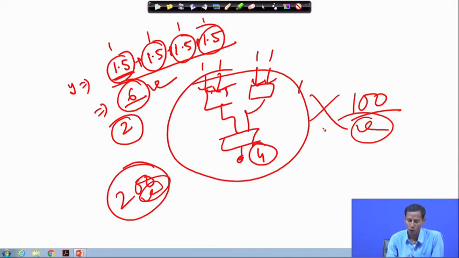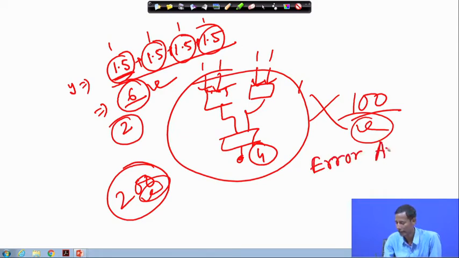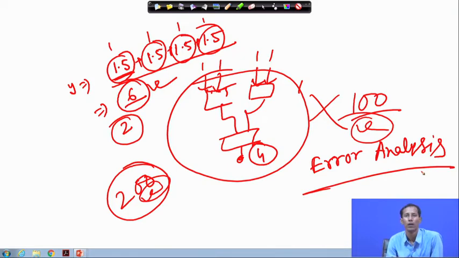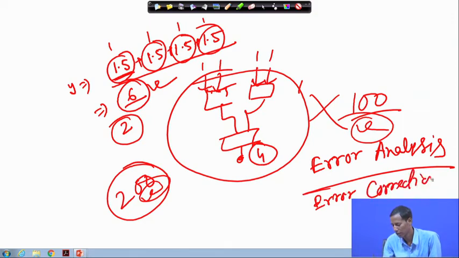So, here for that, what I have to do? I have to do this error analysis part, and after that, I need an error correction method. Okay.